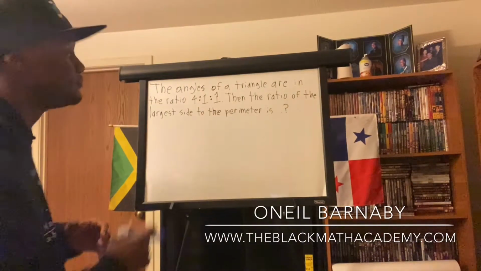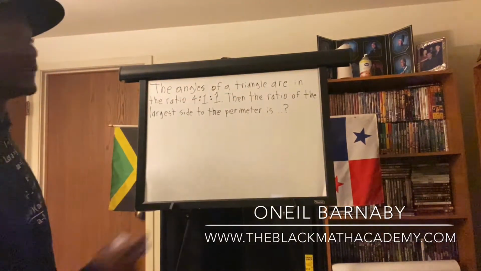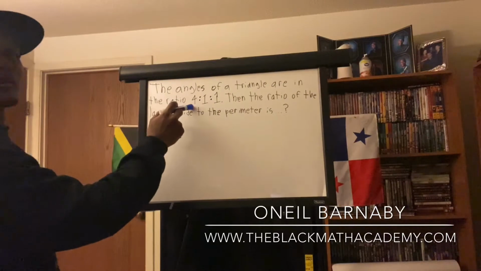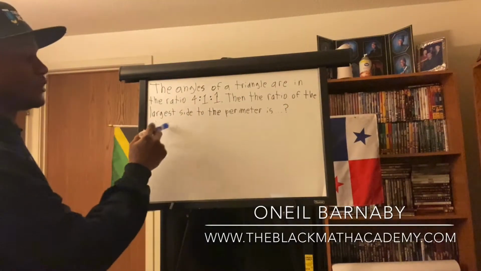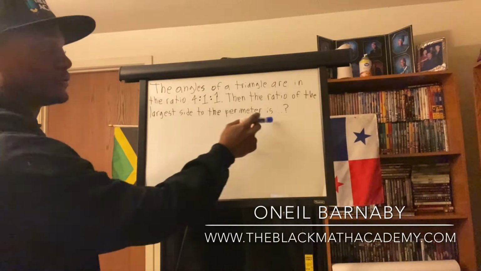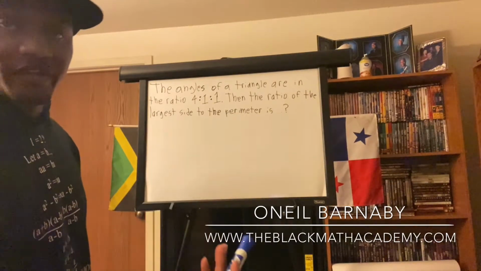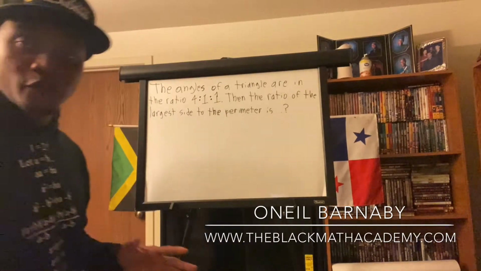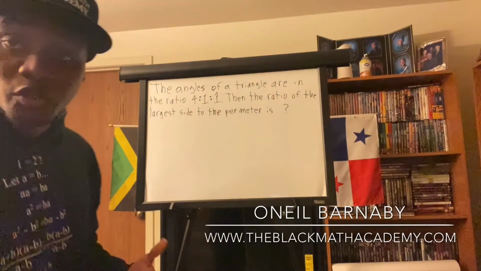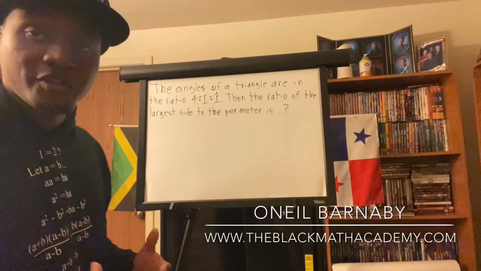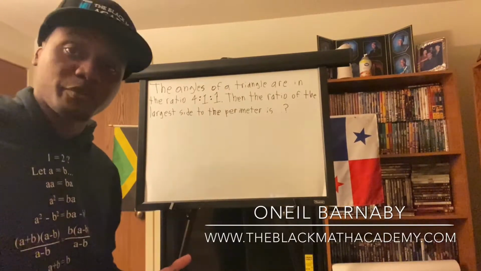The question goes, the angles of a triangle are in the ratio 4 to 1 to 1. Then the ratio of the largest side to the perimeter is, and we have to try and figure that out. So the first thing we should do is try to establish the triangle itself. Right? So what do we know? We know that this triangle is isosceles. How do we know that?